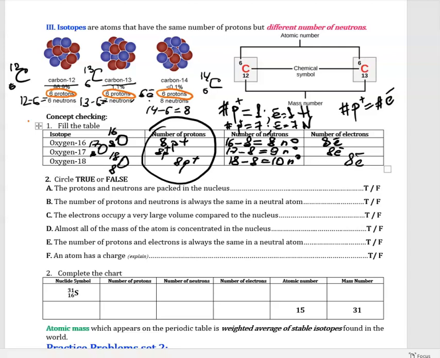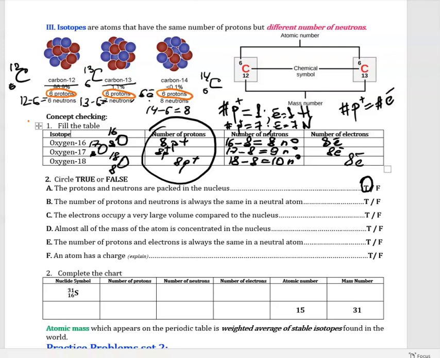So let's define true or false. The protons and neutrons are packed in the nucleus. Yes, it is true. Neutrons and protons are packed in the nucleus and electrons are outside the nucleus.